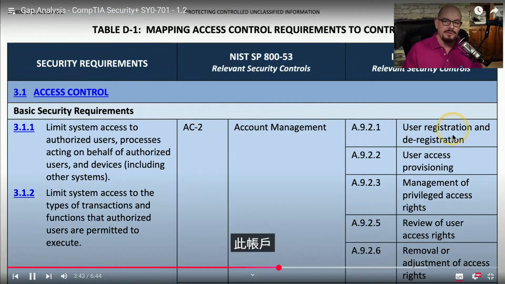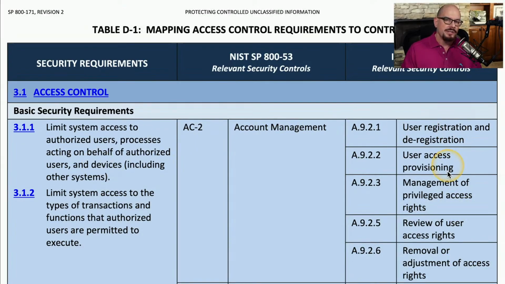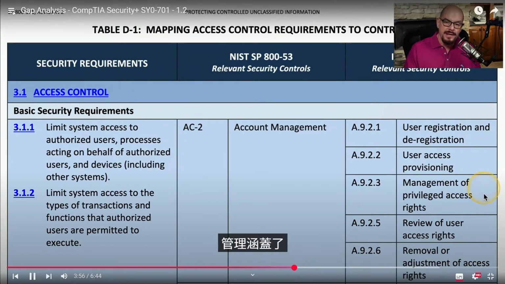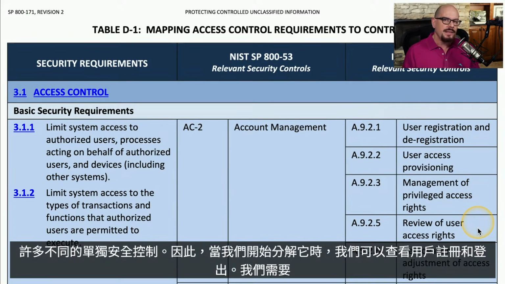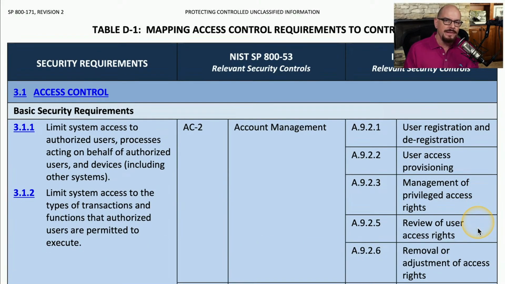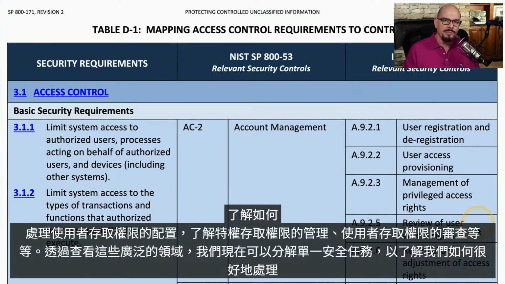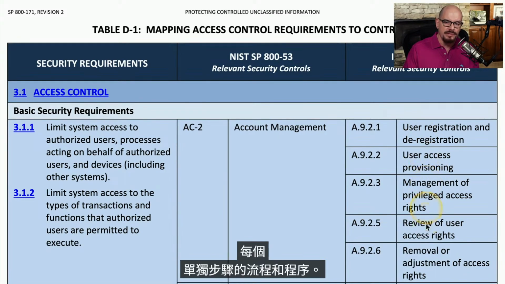This account management covers a number of different individual security controls. So when we start to break this down, we can look at user registration and deregistration. We need to understand how user access provisioning is handled, understand the management of privileged access rights, a review of the user access rights, and so on. By looking at these broad areas, we can now break down individual security tasks to see how well we're handling the processes and procedures for each of these individual steps.